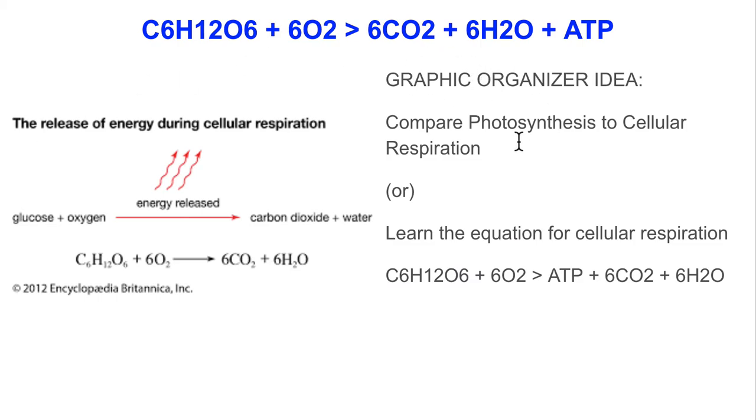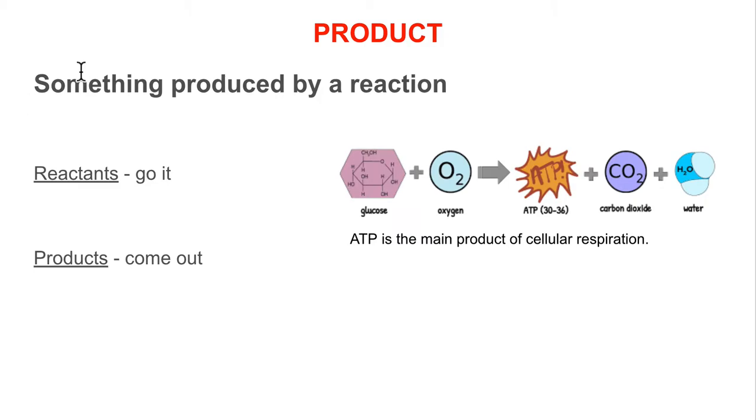So good graphic organizer, once again, compare photosynthesis to cellular respiration, or if you're more advanced, do something with that equation for cellular respiration. So here's that ATP energy that was released. Glucose goes in, oxygen goes in, energy comes out, and then I also have some carbon dioxide and water. And then that carbon dioxide and water will go into the plant, and what will be produced would be the glucose and the oxygen. Right.